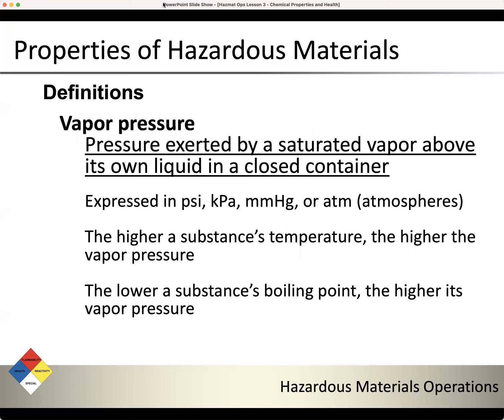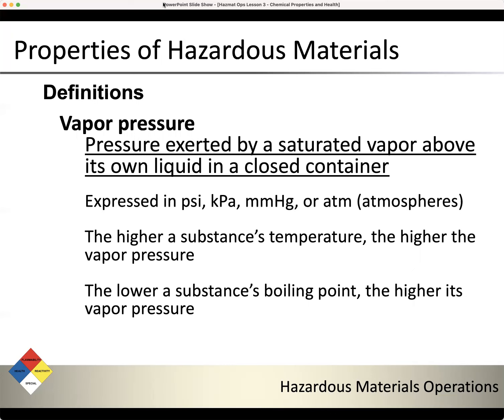Vapor pressure. This is the pressure exerted by a saturated vapor above its own liquid in a closed container. This usually deals with things that are either a liquid or a gas in our normal environmental temperatures and pressures. This is usually expressed in multiple units. It can be in pounds per square inch, PSI. It can be in kilopascals, kPa, millimeters of mercury, or atmospheres.